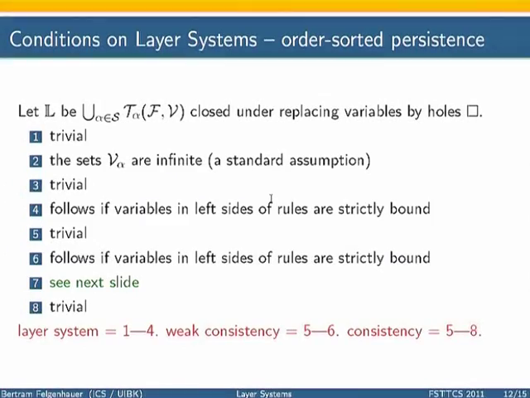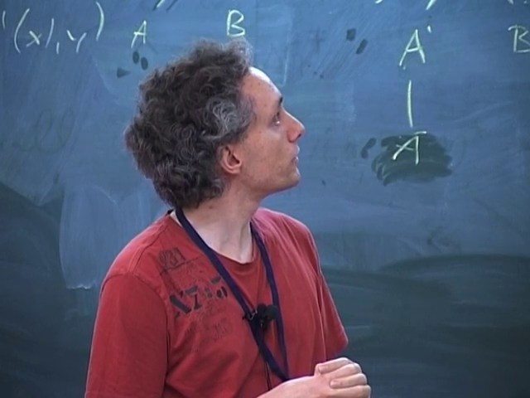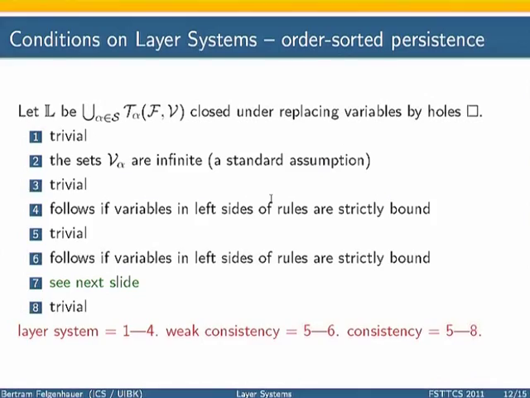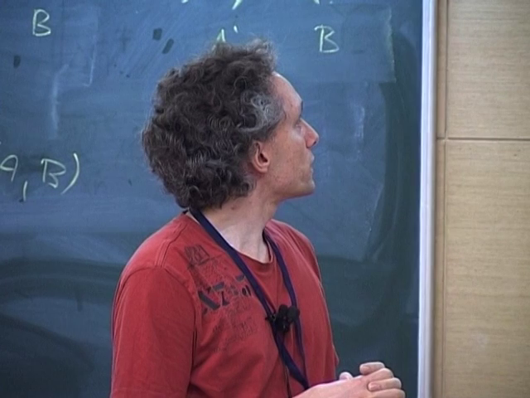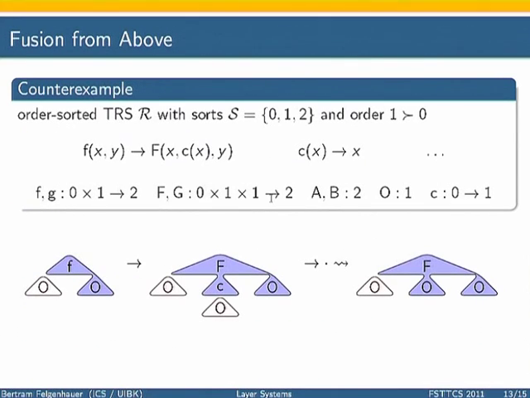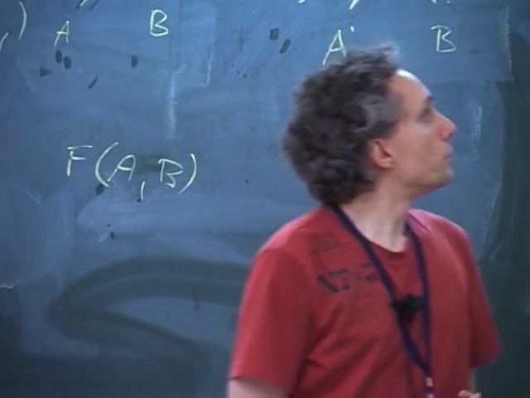And the fourth and sixth conditions are satisfied if we require that in the left-hand sides of rules, variables are bound strictly. Same for the sixth rules and the seventh. The seventh condition is a bit more complicated, but interesting in that it is the reason that the counterexample was actually a counterexample.